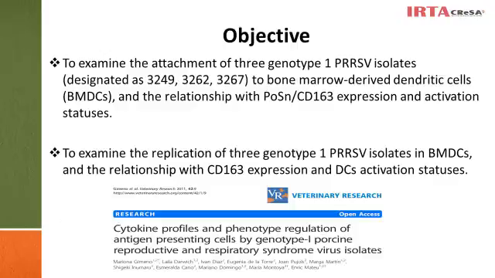The objectives of my study: one is to examine the attachment of the 3 genotype 1 PRRS isolates to bone marrow-derived dendritic cells, and the relationship with the 2 receptors, sialodacryoadhesin and CD163, and also the relationship with the activation status of dendritic cells. Another is to examine the replication of these 3 isolates in bone marrow-derived dendritic cells. The 3 isolates, 3249, 3262, and 3267, were well characterized by our group before.